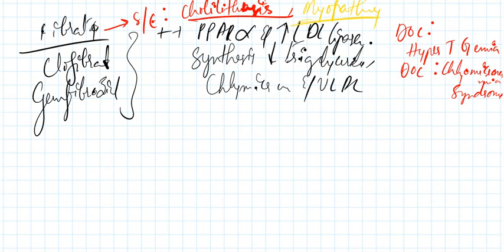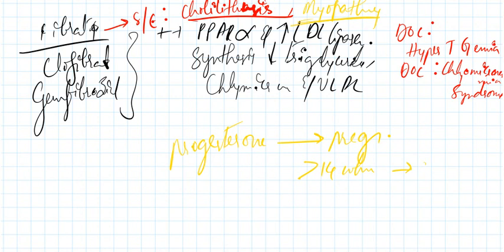Now, can you tell me any other drug which causes cholelithiasis? Progesterone in pregnancy. Always remember, progesterone in pregnancy, if given for more than 14 weeks, then it leads to cholelithiasis, gallstones. Remember, it's one important step.